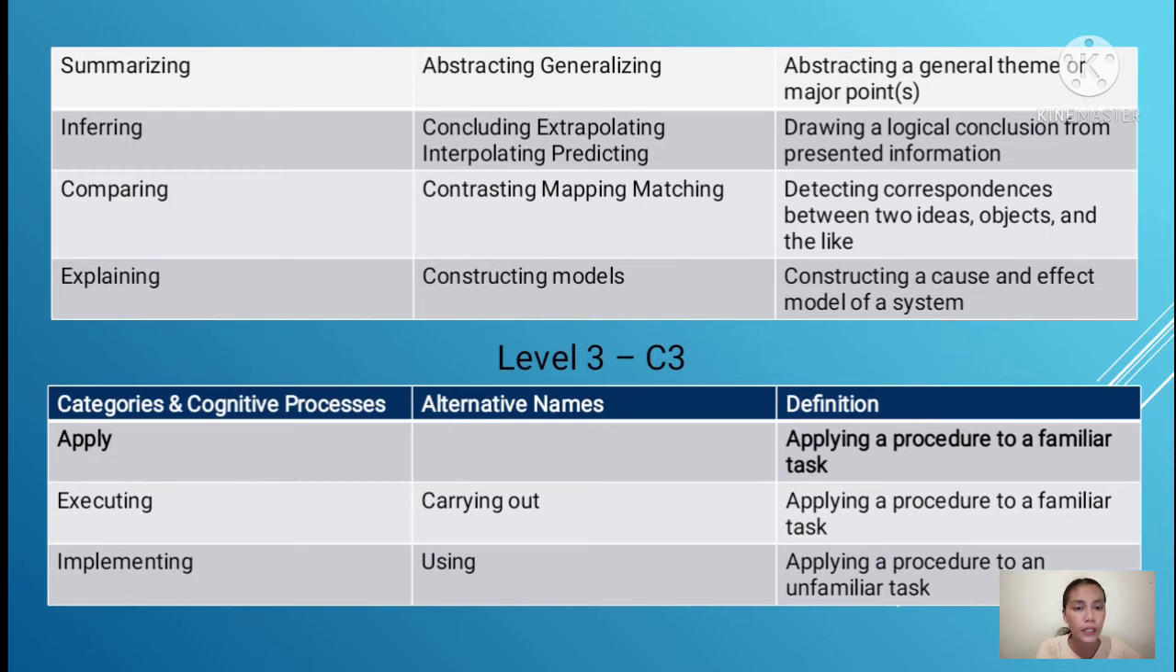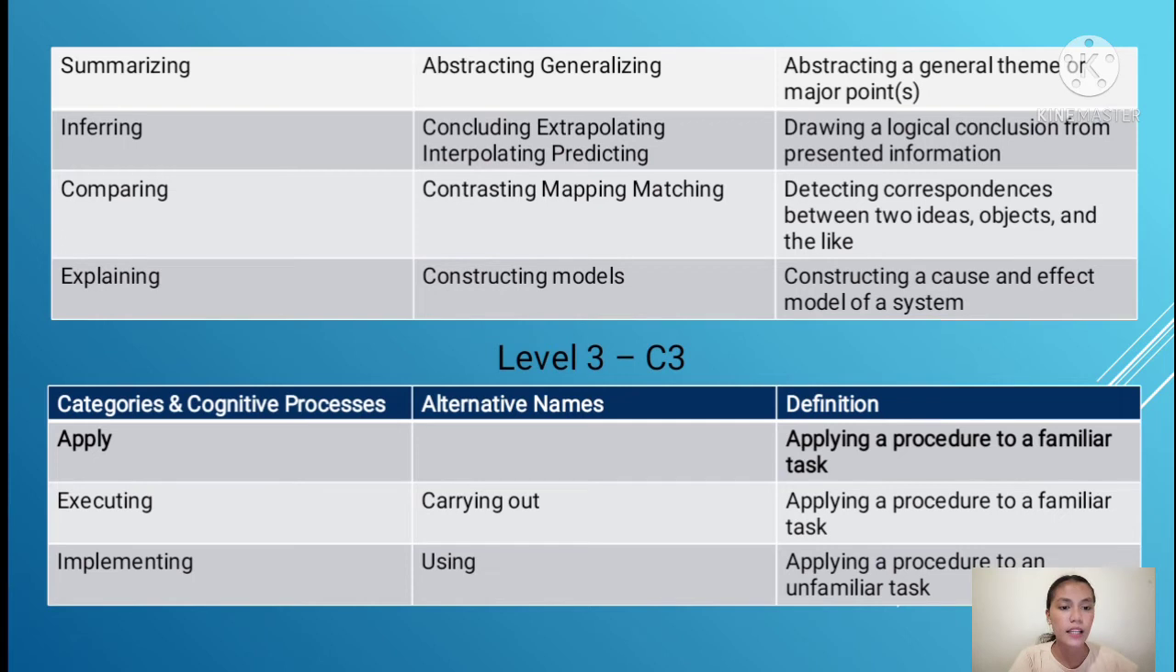Next is comparing. Its alternative names are constructing, mapping, and matching. Its definition is detecting correspondence between two ideas, objects, and the likes. And last is explaining. Its alternative names are constructing models. Its definition is constructing a cause and effect model of a system.